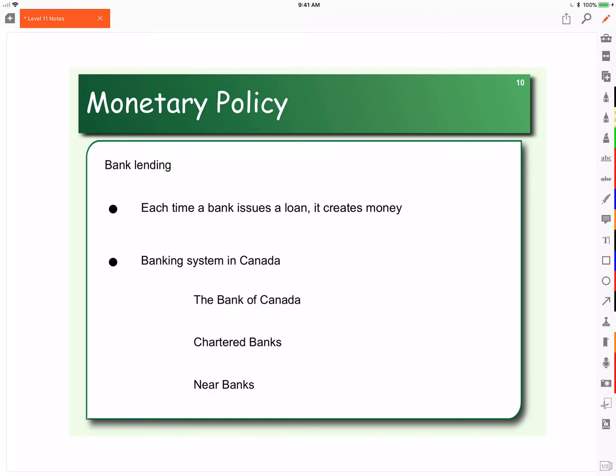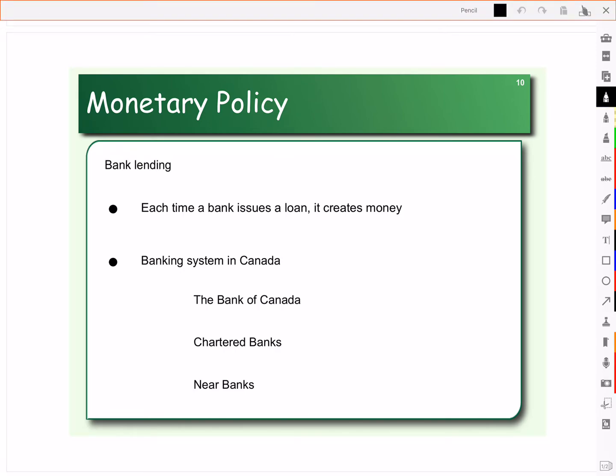Now, when we talk about bank lending changing the money supply, it's important to know the different types of banks that we have in Canada. Because when some banks lend, it is considered to be part of the money supply, and when other banks lend, it is not. So we need to separate out the different types of banks in Canada. So we have the Bank of Canada. That's our central authority, the one that has the authority to print banknotes and manufacture coins, and the one who is ultimately charged with maintaining the money supply.